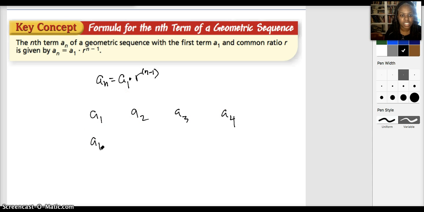A sub 1 is just itself. A sub 2 is going to be a sub 1 times the common ratio to the first power. A sub 3 is going to be the initial term times the common ratio again, meaning the common ratio to the second power. And then we see that pattern continue. So it makes sense that to find the nth term, we'll do the initial term a sub 1 times r to the n minus 1 power, not to the n power.